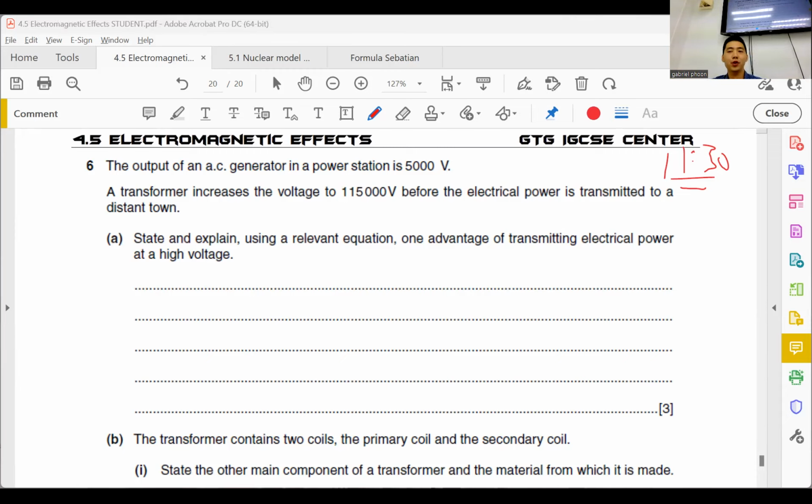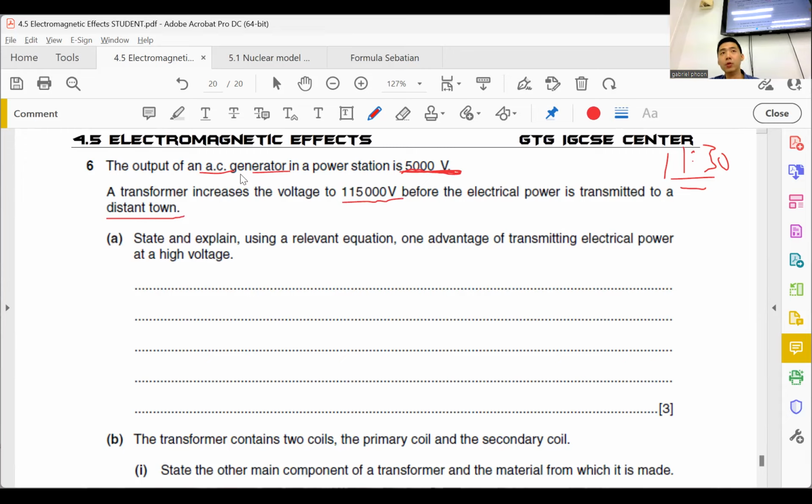Okay, everyone, you should have had sufficient time to look at the question already. All right, if not, guys, for those who do not know how to do the question, please pay attention right now. We're going to go through the answers. First and foremost, what the question wants from you: it says that the output of an AC generator in a power station is 5,000 volts, and a transformer increases the voltage to 115,000 volts before the electrical power is transmitted to a distant town.